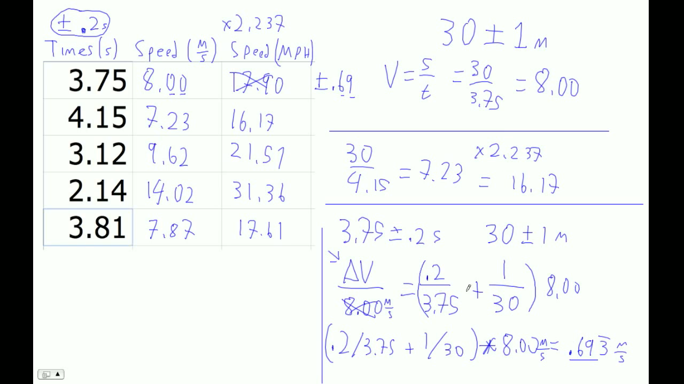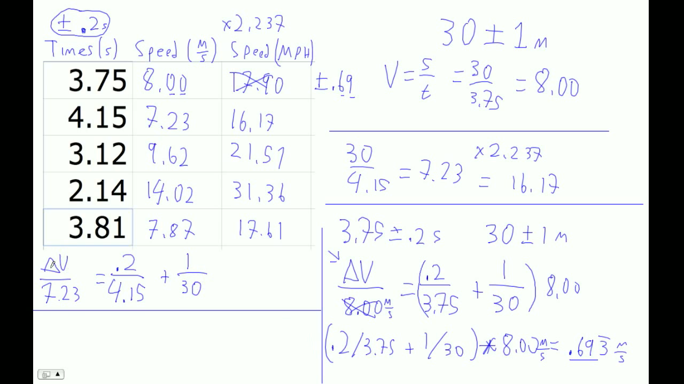Now the only things that change in all the other calculations are the time and the velocity that you're using. Let me show you a couple more examples. You can, of course, hit stop. Let's do the next one, 4. Trial 4 yielded the answer 7.23. So the uncertainty of the velocity is to 7.23 as the uncertainty of time, 0.2 over 4.15, plus, of course, the distance, which is always 1/30th.